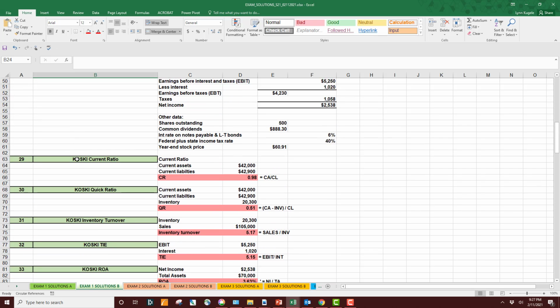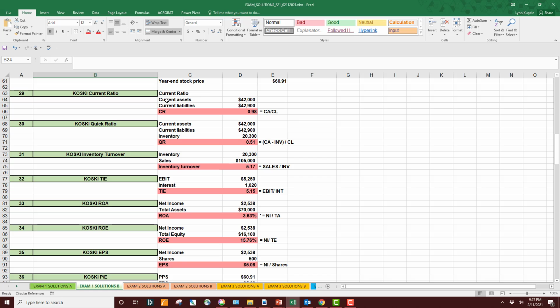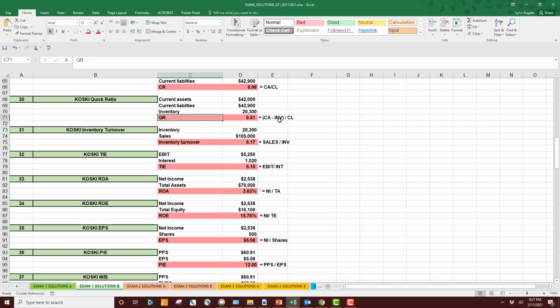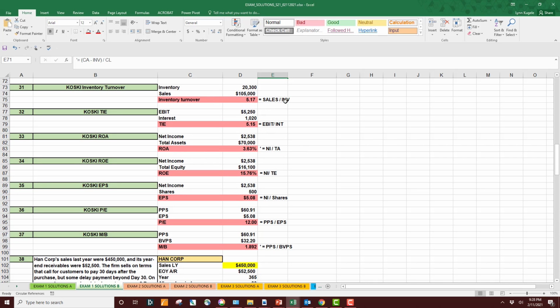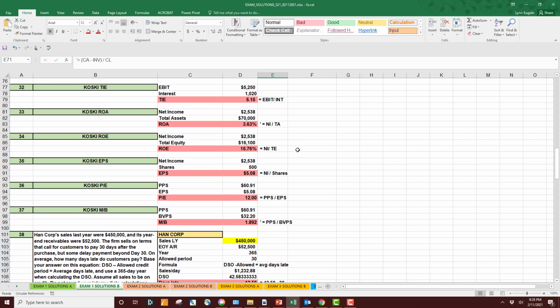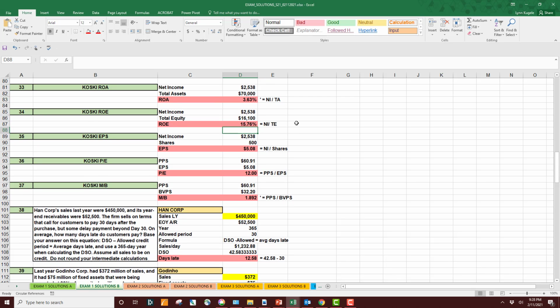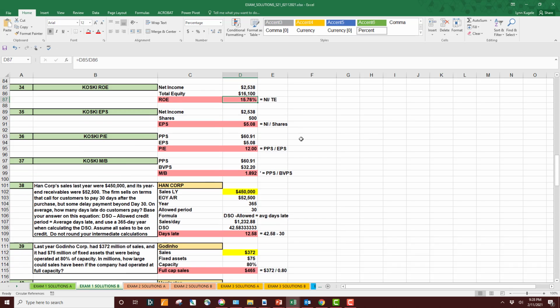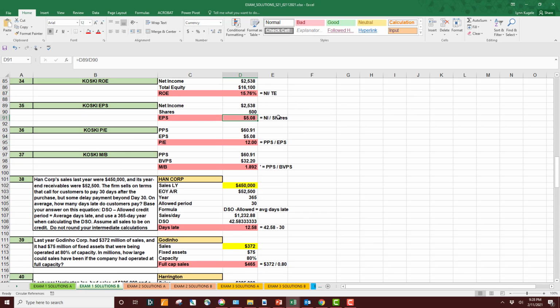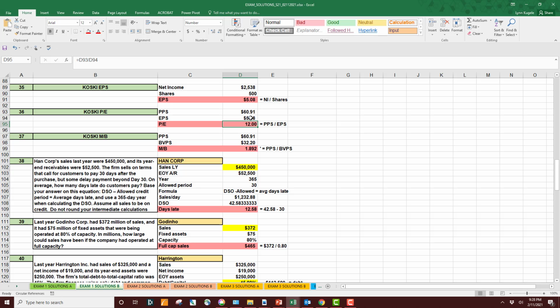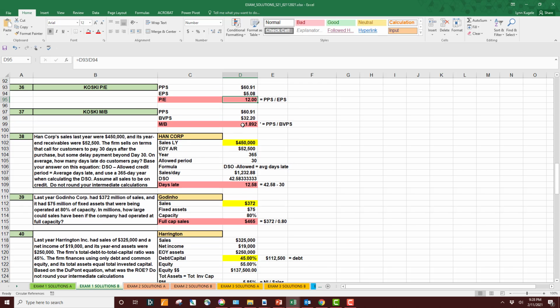Okay, there's Koski's balance sheet and income statement and data. Current ratio, current assets divided by current liabilities. Quick ratio, current assets excluding inventory divided by current liabilities. Inventory turnover, sales divided by inventory. TIE, EBIT divided by interest. ROA, net income divided by total assets. ROE, net income divided by total equity. Earnings per share, net income divided by shares. Price earnings, price per share divided by earnings per share. Market to book, price per share divided by book value per share.